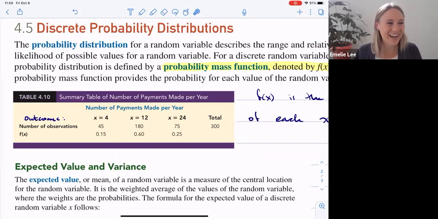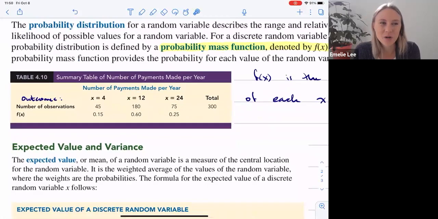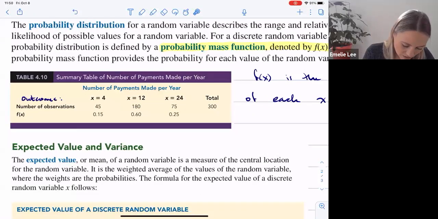Focus, Emily. So what we can do is use this probability mass function to find the expected value. Now the expected value is the mean, okay?